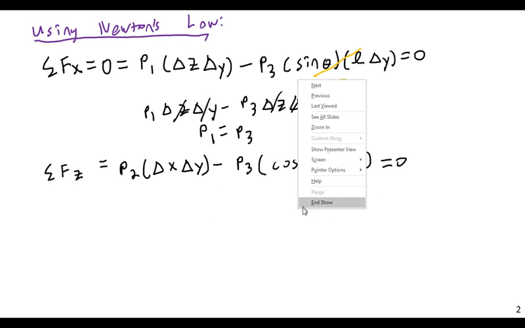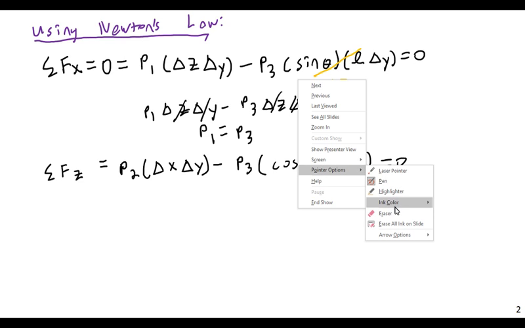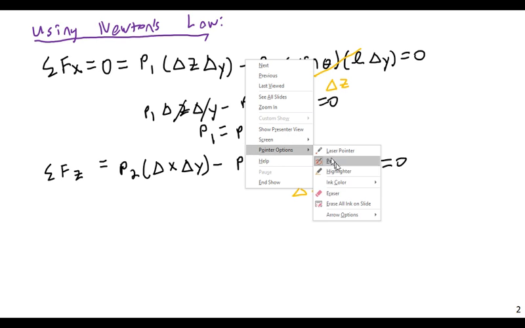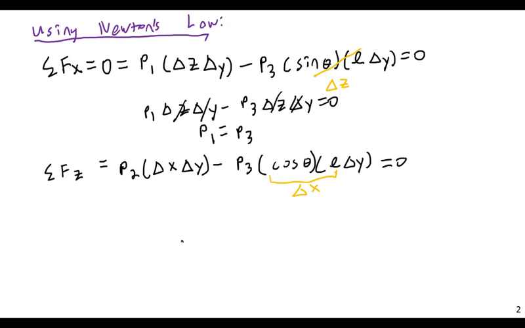And I can do the same sort of thing when I realize that cosine theta times L is equal to delta x. And from this, using the same sort of trick, I can then very simply conclude that P2 is equal to P3. Or if I were to combine all this together, I can say that P1 equals P2 equals P3 equals P.